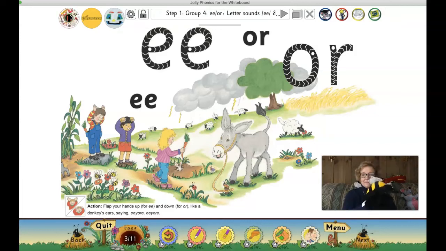See the donkey in its stall, E-R is its call.